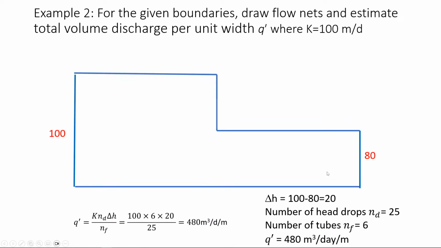Here is another example, and again, what do you do here? You first define your boundary conditions. Here you have a no flow boundary. You draw this to scale. Remember, you need to draw this to scale. So this is a no flow boundary, and a no flow boundary.